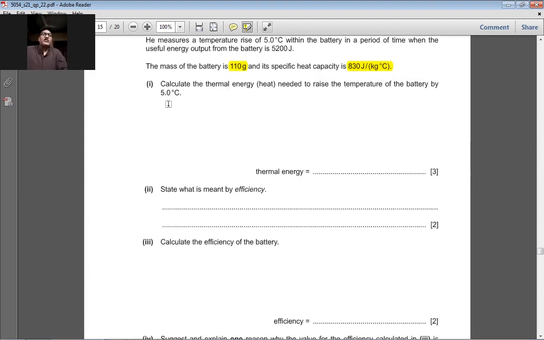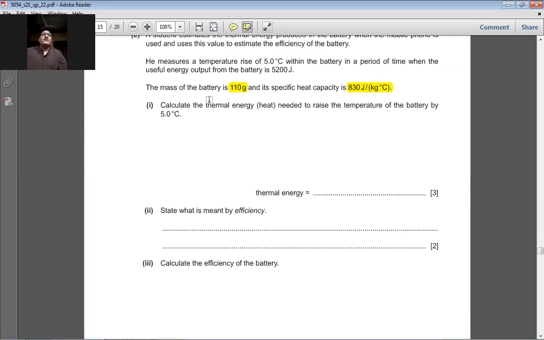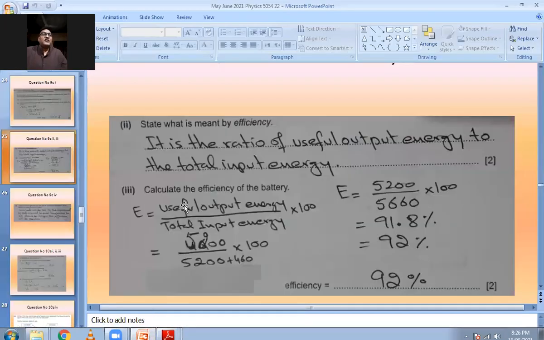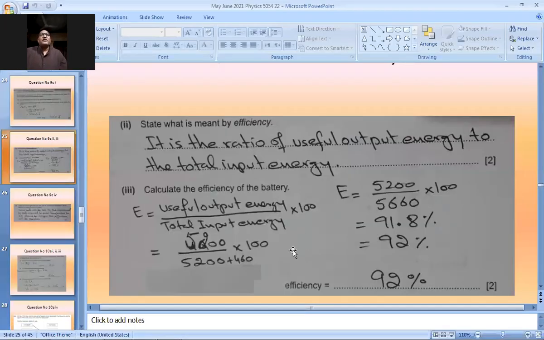And then the next question is: calculate the efficiency of the battery. The battery has provided two things. The energy which the battery provided will be the input, and that is equal to the useful output plus the heat which the battery provided. So we will add them up and then we can find the efficiency. Very simple.